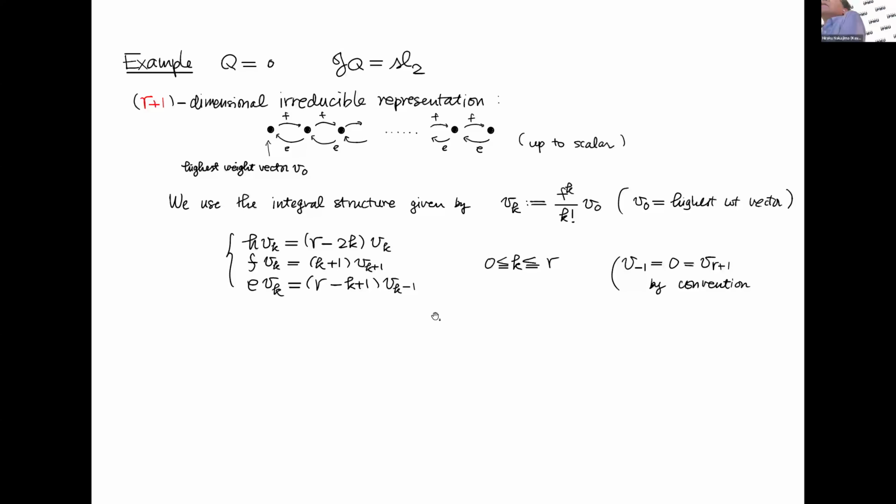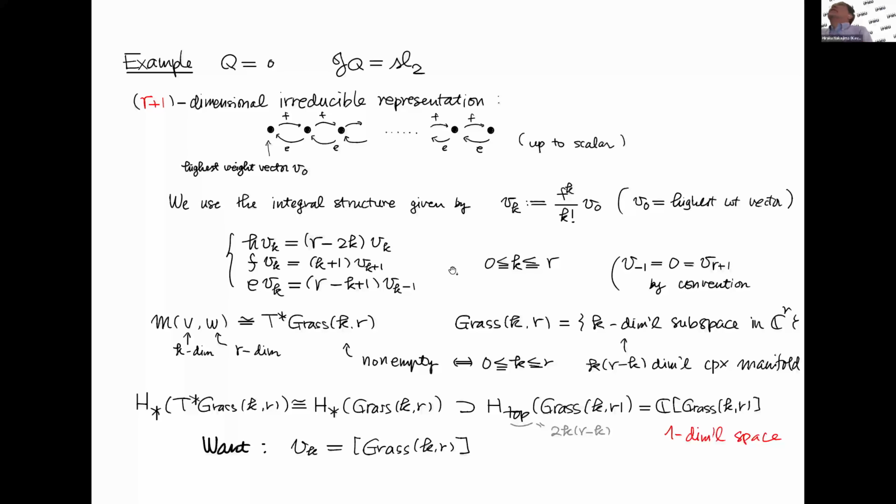So this is the first construction of a representation, a method you learn in the very beginning of the study of representations of complex simple Lie algebras.